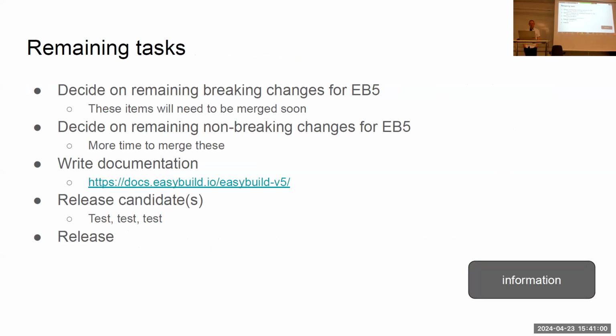It's then deciding on what the remaining non-breaking changes there are. We've got more time to merge those, but the more time we take, the longer it takes us to release EasyBuild 5. Probably the biggest step at the moment, other than, well, is in these two. It's write the documentation, and yes, there's quite a bit more of that to do. Some of it will come out of these slides, and then it's test, which probably via a release candidate there, and then hopefully a release.